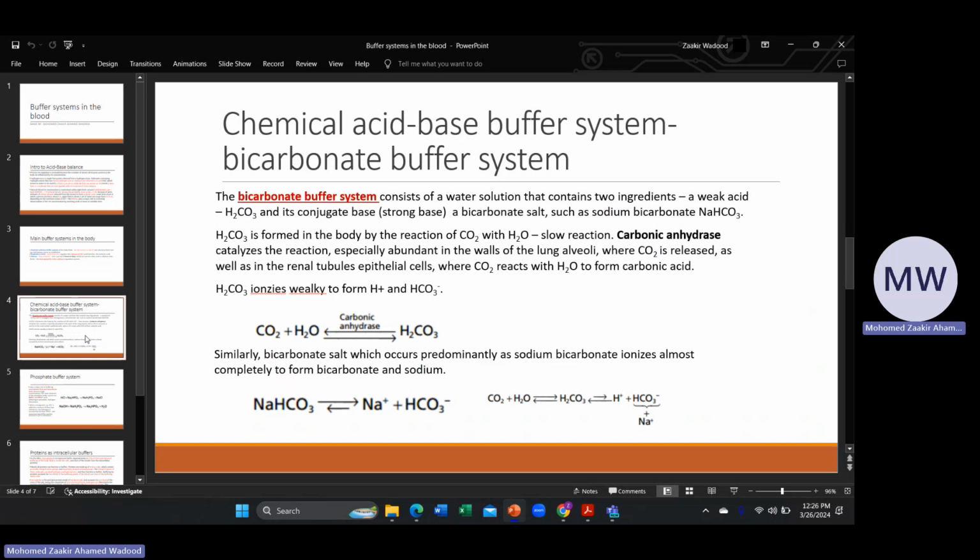And in very much the same way, the bicarbonate salt, which predominantly occurs as sodium bicarbonate, since it's basically a strong base, ionizes almost completely to form bicarbonate and sodium. These constituents can then participate in an equilibrium reaction, essentially going back and forth according to the acid-base requirements of the body. So that's pretty much an overview of the bicarbonate buffer system.